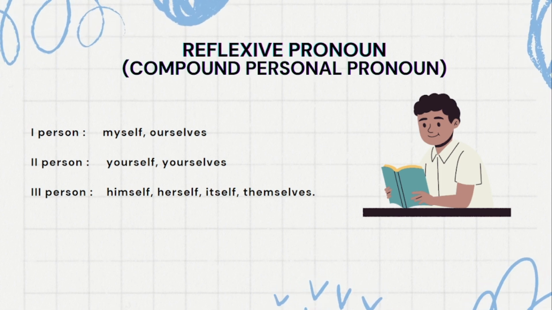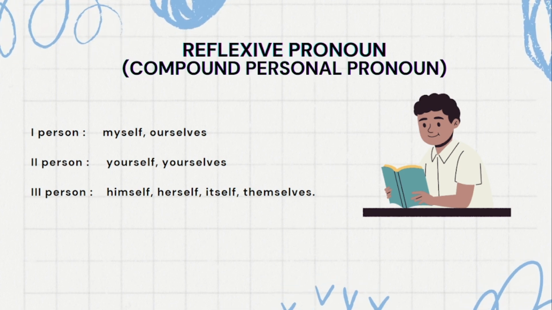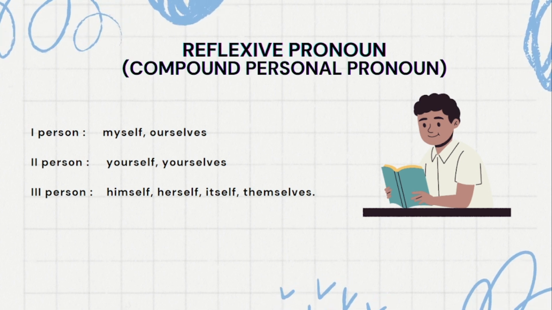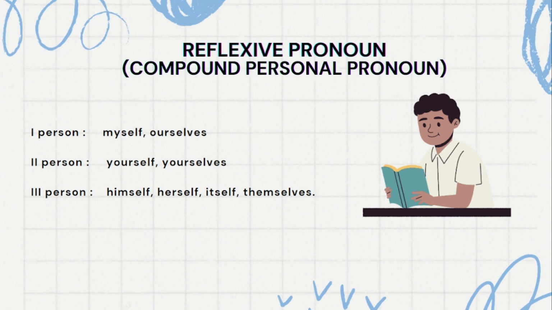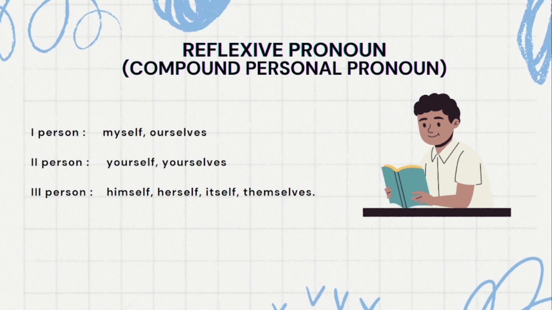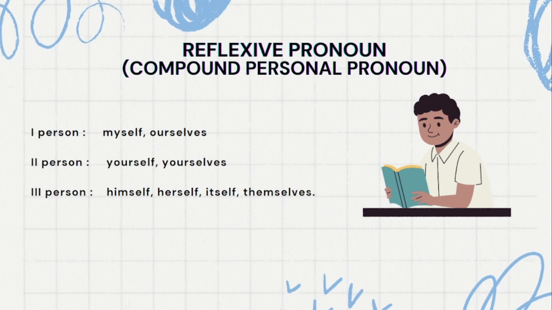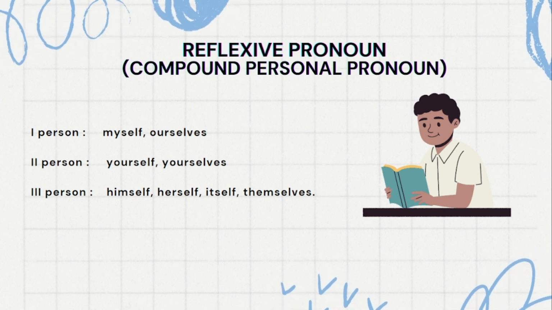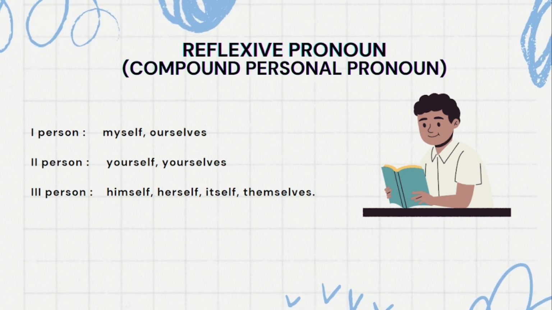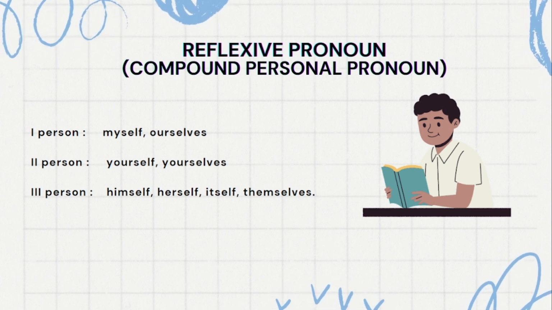Next, second person. Second person stands for listener. In second person, singular is you. You is the subject form. What is the reflexive pronoun of you? Yourself. Singular. Next, second person plural is you. It is the subject form. Of course, it is also a personal pronoun. What is the reflexive pronoun of you? Yourselves. Observe it, plurals end with selves.